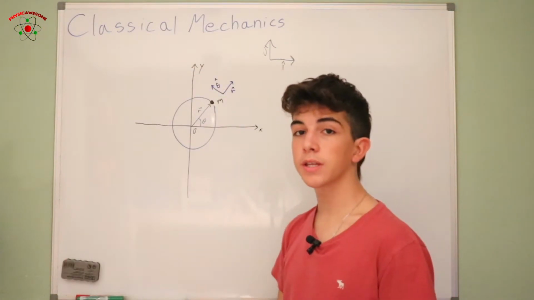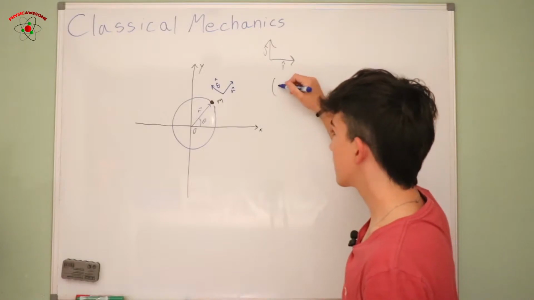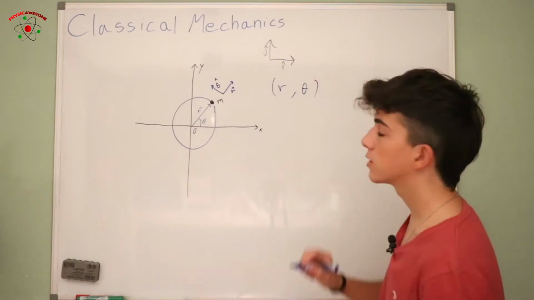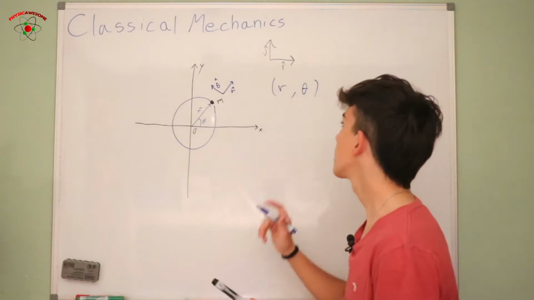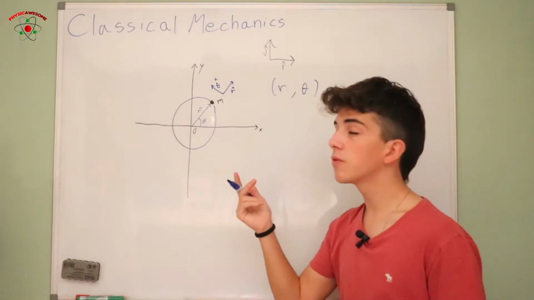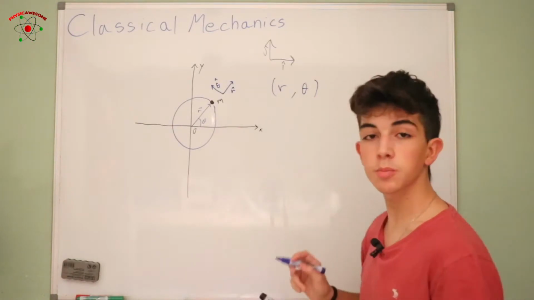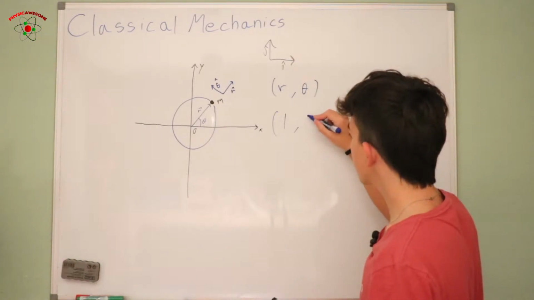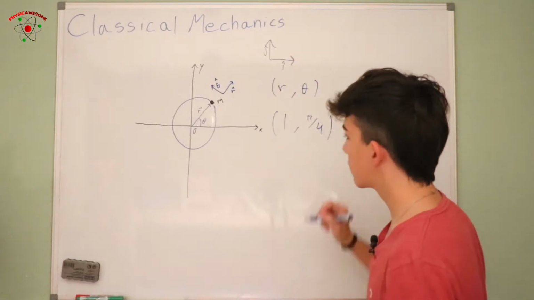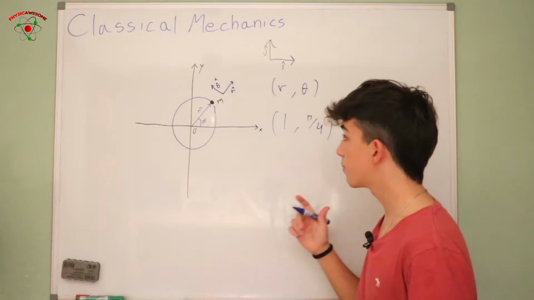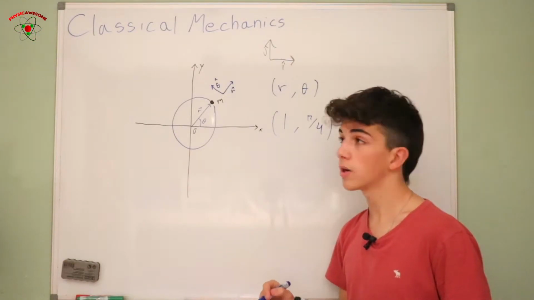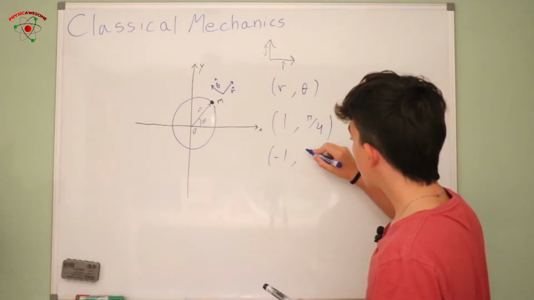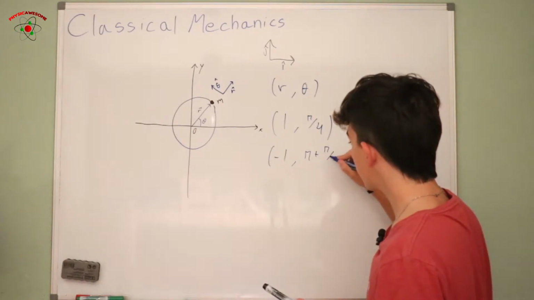To denote a point in this coordinate system, we need to indicate the distance from the origin and also the direction in which this distance has to be measured. Imagine, for example, theta in this case is pi over 4, and this is a unit circle. Therefore, our coordinates could be 1, pi over 4. However, another possible coordinate pair for our point could be minus 1, pi plus pi over 4.